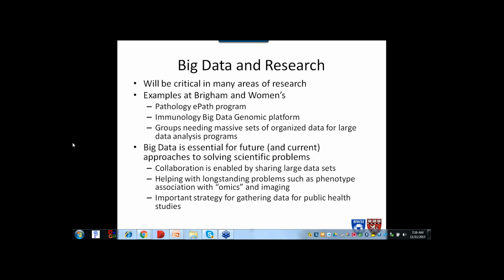Collaboration is enabled substantially by being able to share large data sets, and this can help with some of the long-standing problems like phenotype association with both omics, that is genetics and genomics, and in imaging. And it's also an important strategy for gathering data for public health studies.